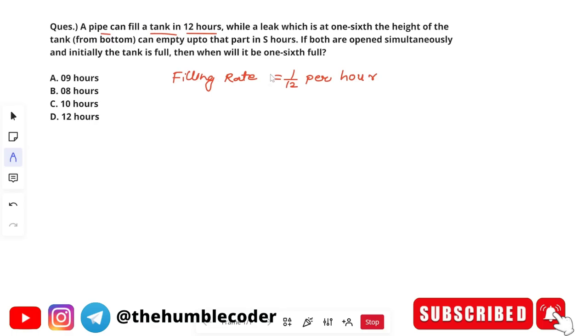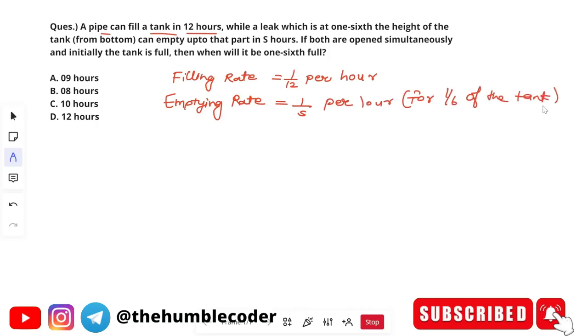Next, the leak is at 1/6 of the tank and can empty that part in S hours. So what can we write in that case? Emptying rate is equal to 1 by S per hour, for 1/6 of the tank. And what we were told is initially the tank is full and both the pipe and the leak are open. So we need to find when the tank will be 1/6 full.